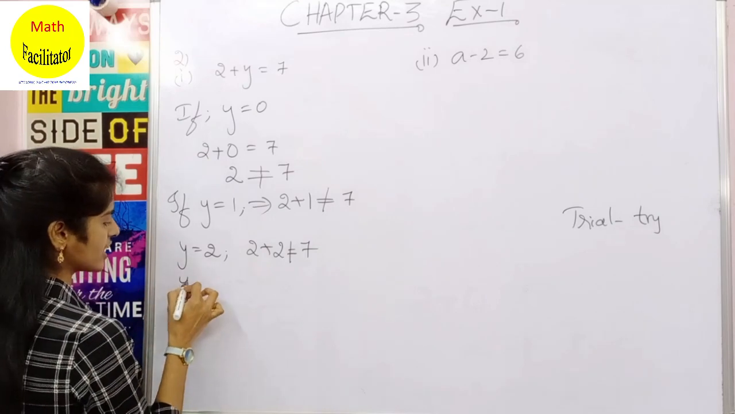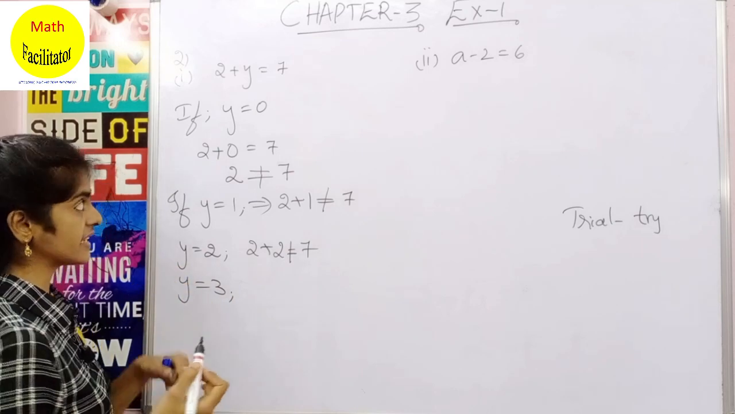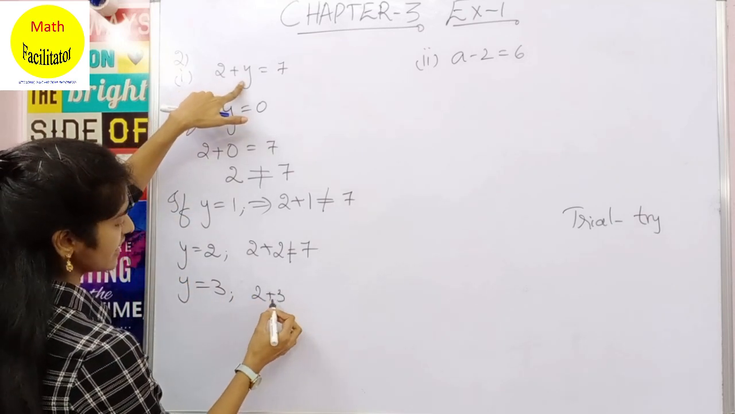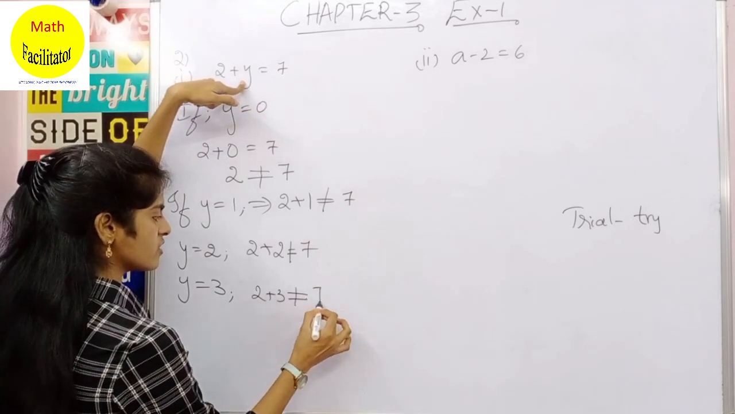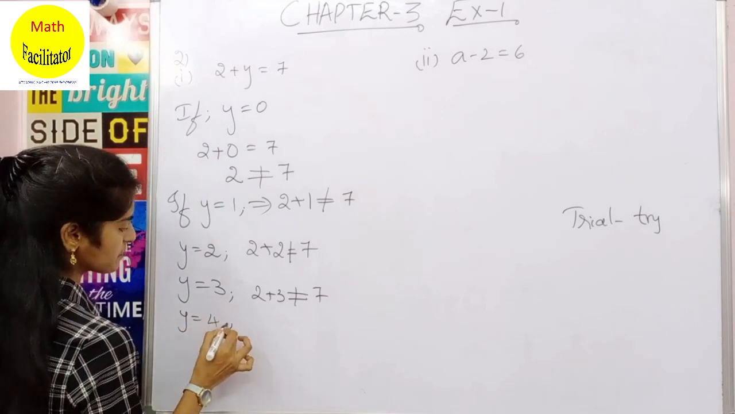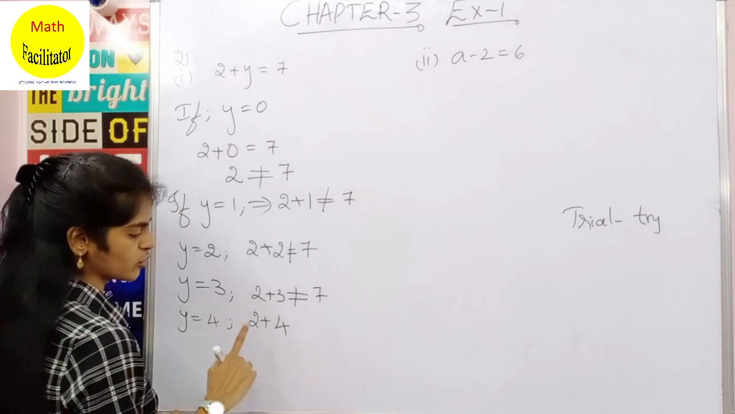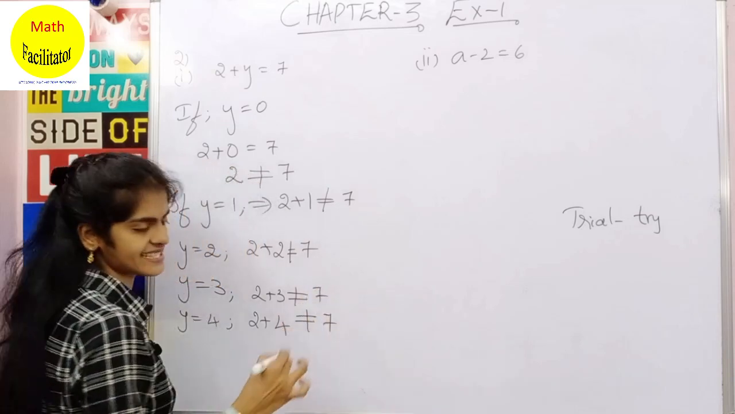Move on to the next value, y equal to 3. Now see, 2 plus, in the place of y you will substitute 3. Now 2 plus 3 is 5. 5 is not equal to 7. Clear? Now let us take y equal to 4. So 2 plus, in the place of y you have 4. 2 plus 4 is 6. 6 is not equal to 7.